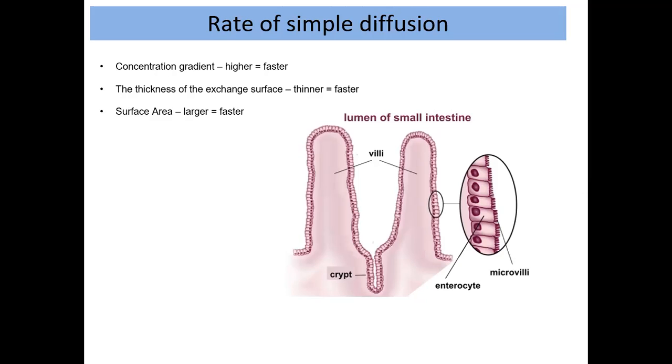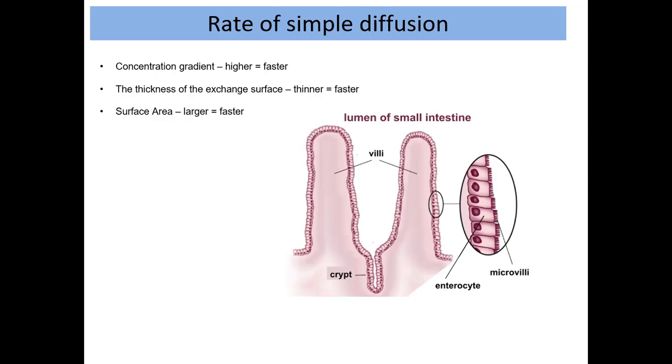In humans, microvilli can increase the surface area by about 600 times. So if it was just a straight flat line, the surface area would be 600 times smaller. By having these projections, it increases the surface area 600 times. And a larger surface area means more particles can be exchanged in the same amount of time. Therefore, it increases the rate of diffusion. It makes it faster because we're increasing how many particles can diffuse.